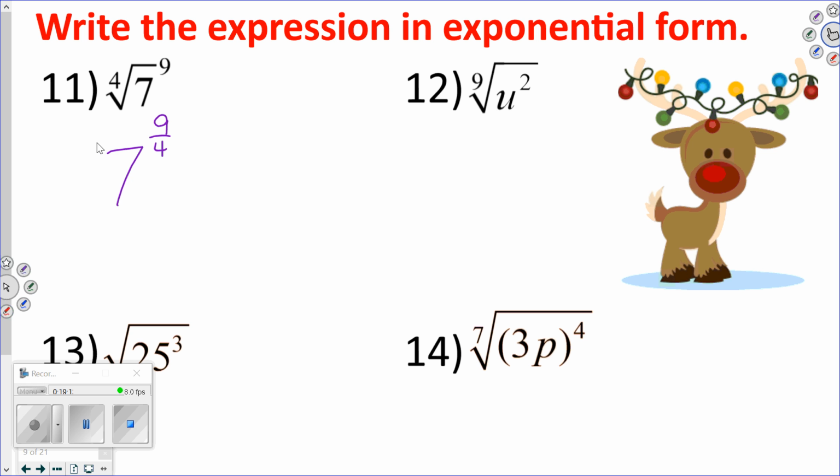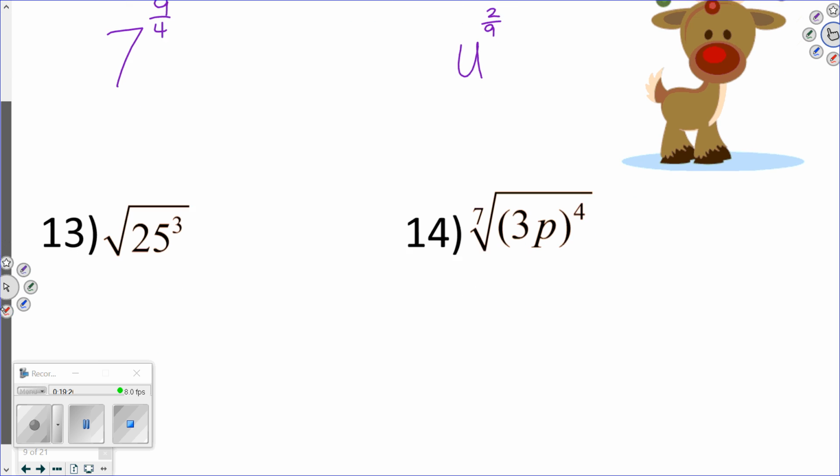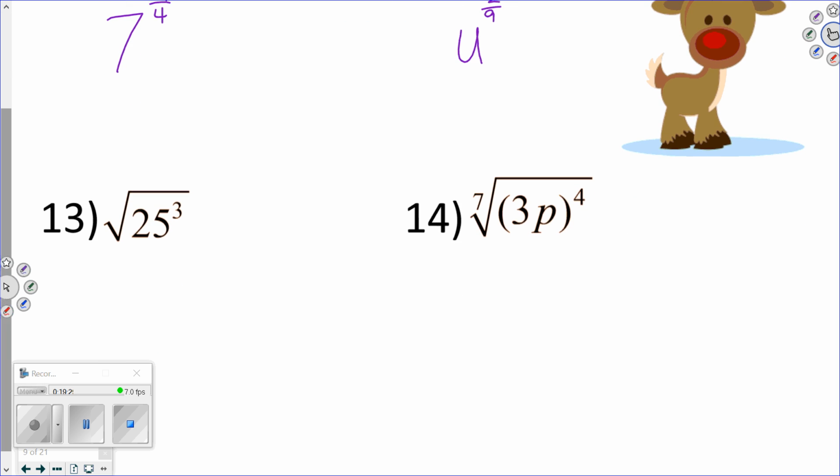Number 12. Let's see, who haven't I picked on? Briley. 12. Good. U to the 2/9 power. Mm-hmm. Since you said to the, you'd been okay. I didn't know what you meant. If you just say and.